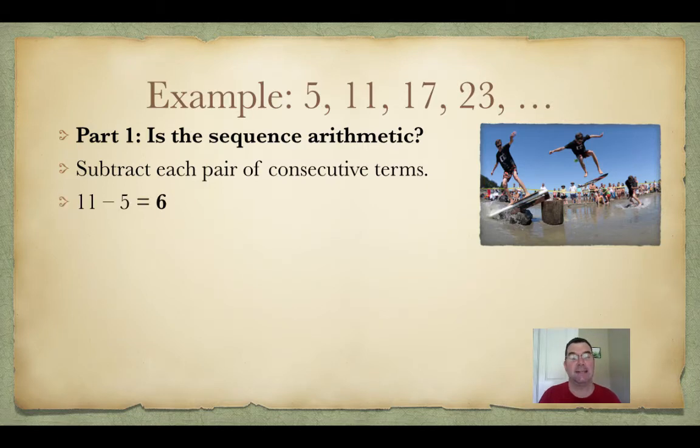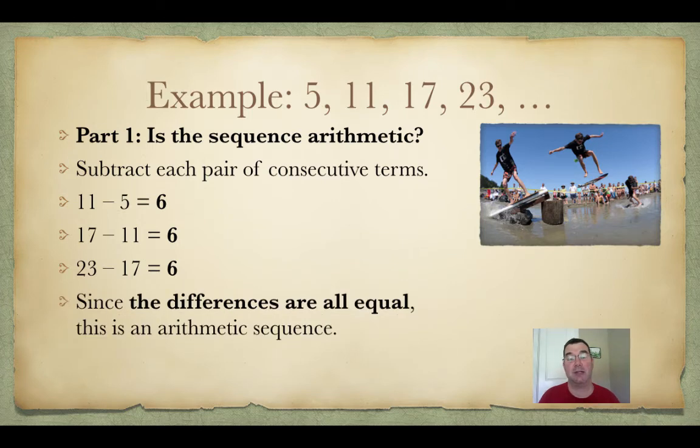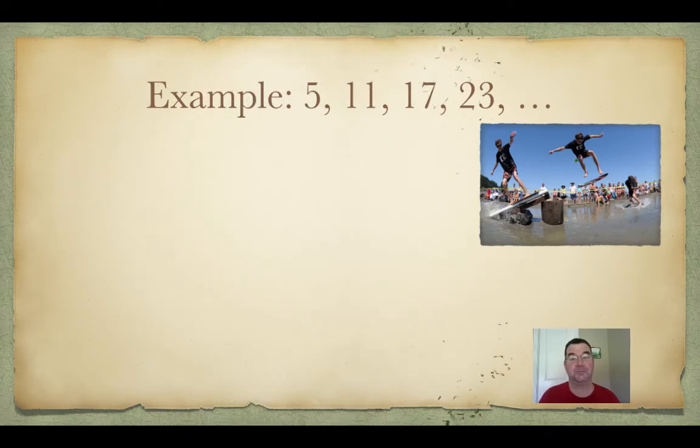So if I subtract the first term, 5, from the second term, 11, I get 6. And if I subtract the second term, 11, from the third term, 17, I will also get 6. And if I subtract the third term, 17, from the fourth term, 23, I also get 6. So it is arithmetic because all of these differences are the same. If even one of them was off, then the sequence would not be arithmetic.